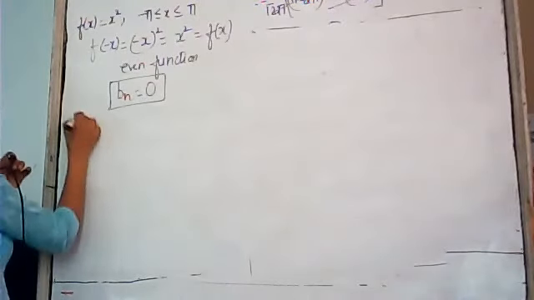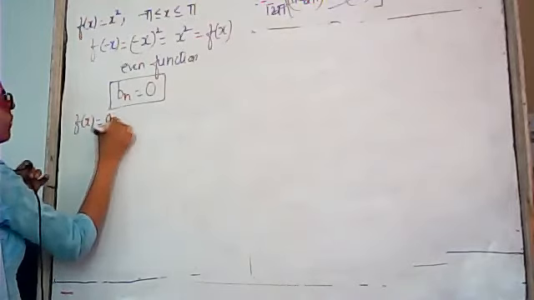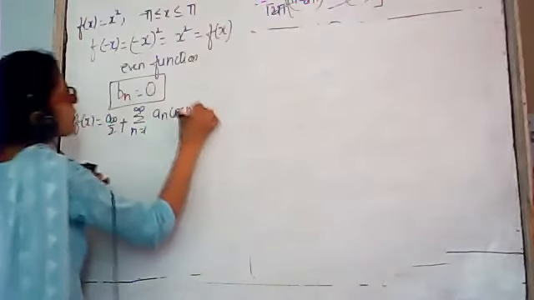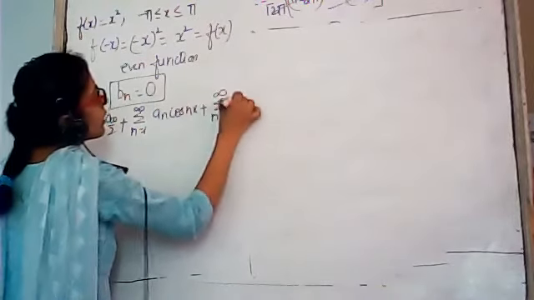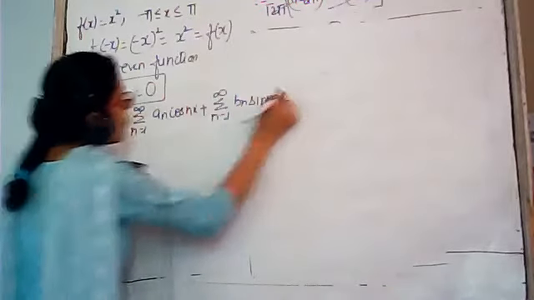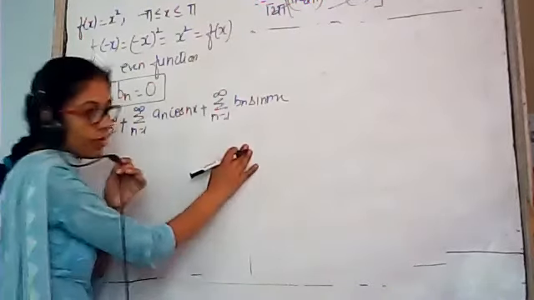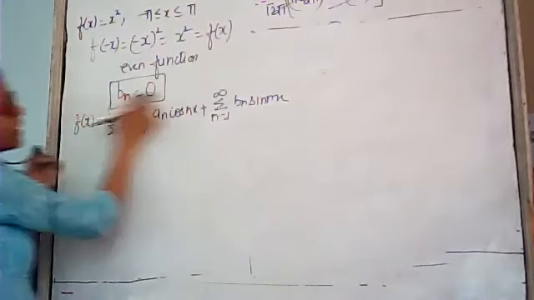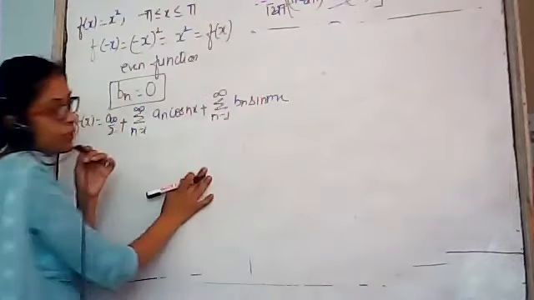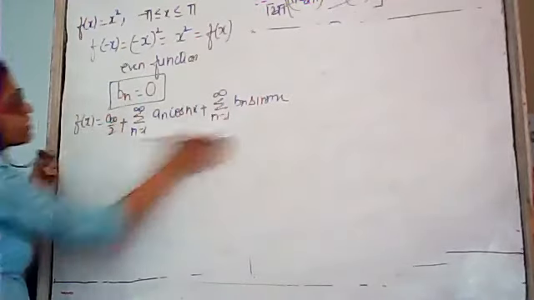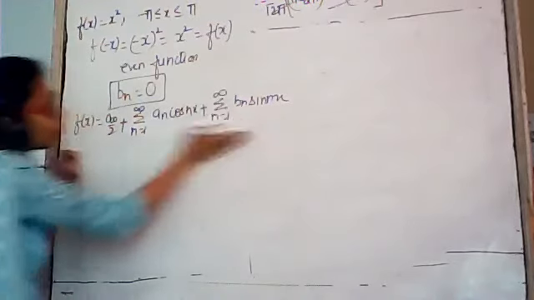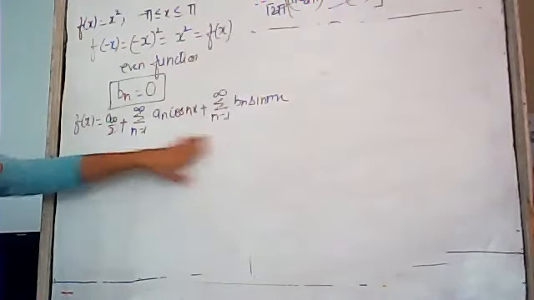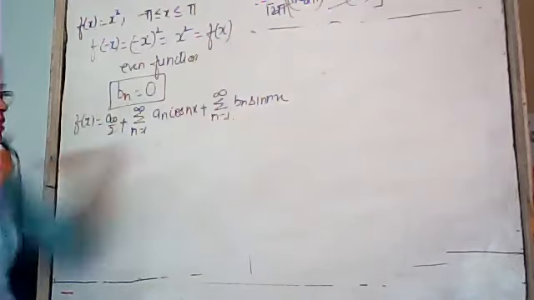So first of all, again f(x) is equals to a naught by 2 plus summation n varies from 1 to infinity a n cos nx plus summation n varies from 1 to infinity b n sin nx. You will write the whole formula. After writing the formula, at the end we will say that bn is equals to 0, so this term is 0. In the beginning, don't skip this term just because bn is 0. You will write the whole formula, after that we will substitute the values. In that case, we will say that bn is equals to 0.